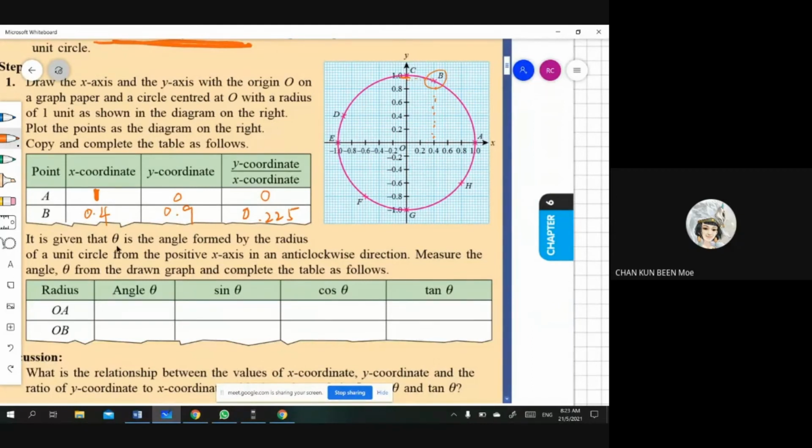Okay, it is given that angle theta is the angle formed by the radius of a unit circle from the positive x-axis in an anti-clockwise direction. So measure the angle theta from the drawn graph and complete the table as follows. So we look at OA. OA is here, O to A, this line. What is the angle theta over there? Easy, right? You know that is in anti-clockwise direction, and then we start from here. So what is the angle over here?